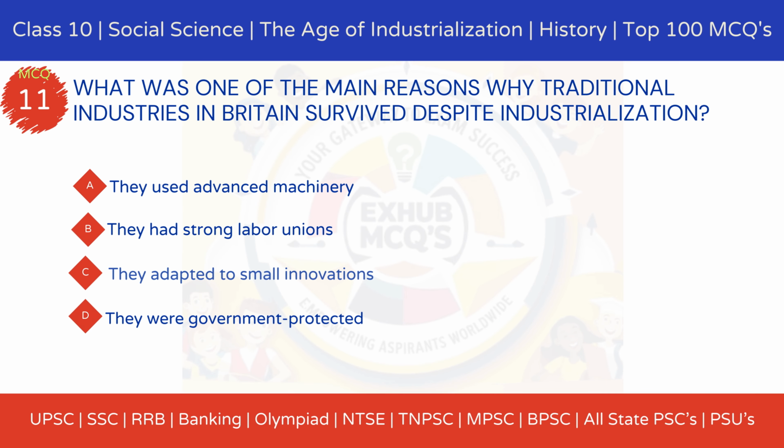What was one of the main reasons why traditional industries in Britain survived despite industrialization? Option A. They used advanced machinery. Option B. They had strong labor unions. Option C. They adapted to small innovations. Option D. They were government protected.